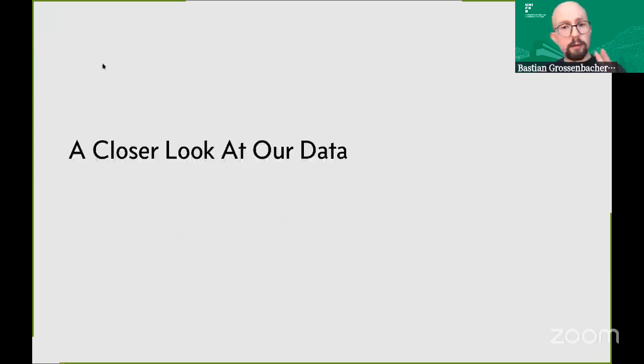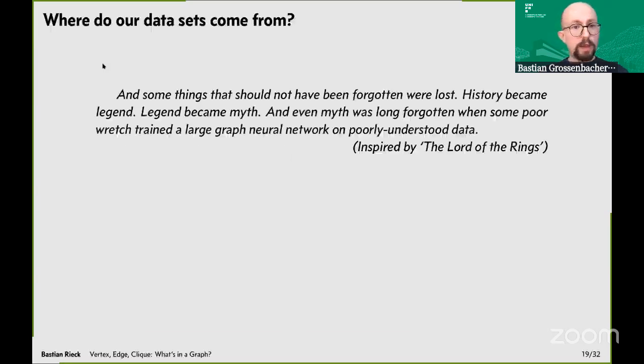Let's take a look at what we actually know about our data. Let's zoom into our data and see what we can do. So the first thing I want to ask the community is, where do our data sets actually come from? And well, the simple answer would be, well, we just use PyTorch Geometric and then we download them. But there's really more to it, and I will tell you why in a minute.